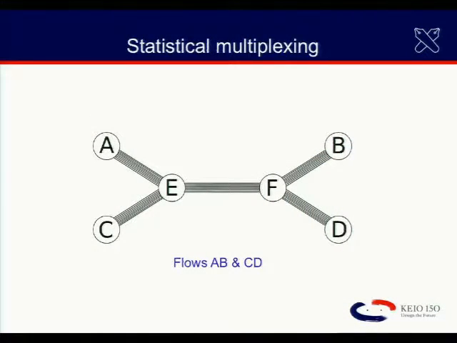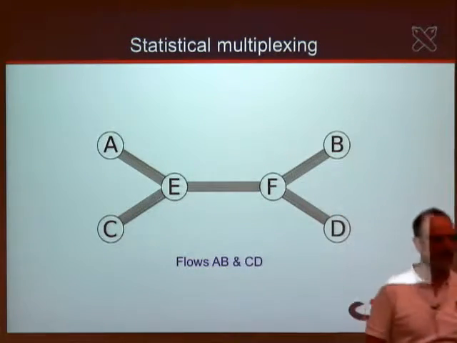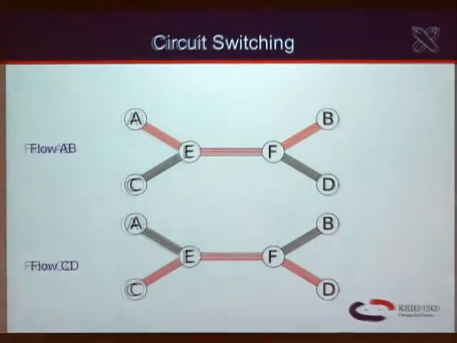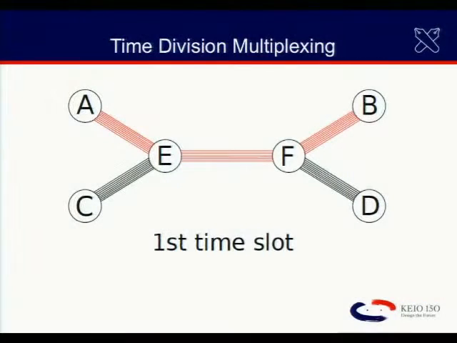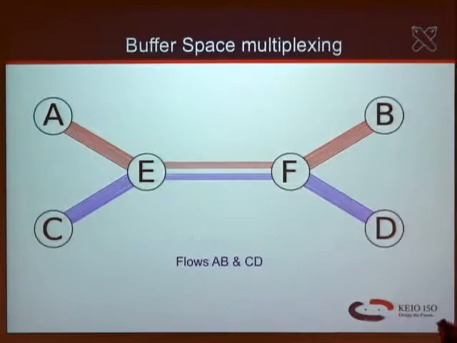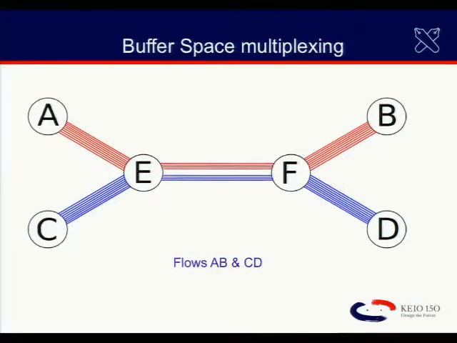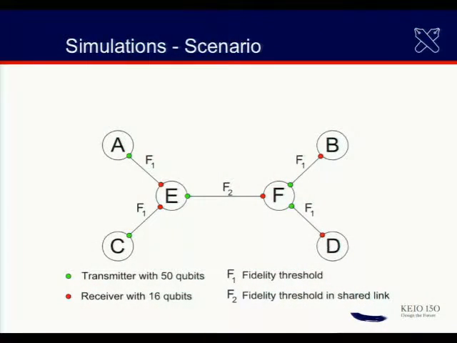Let's say we've got a dumbbell network here. We want one flow to go from A to B and another flow to go from C to D. Right? We can do this using circuit switching, which means everybody else is going to have to wait. We can do it using time division multiplexing, where you just flip back and forth between the two for a while. Or we can do buffer space multiplexing and take half of the memory at the intermediate nodes and say, well, we'll dedicate this to this one. And again, it's going to require some sort of reservation mechanism to actually do this. This is, in fact, the network that we simulated for this.